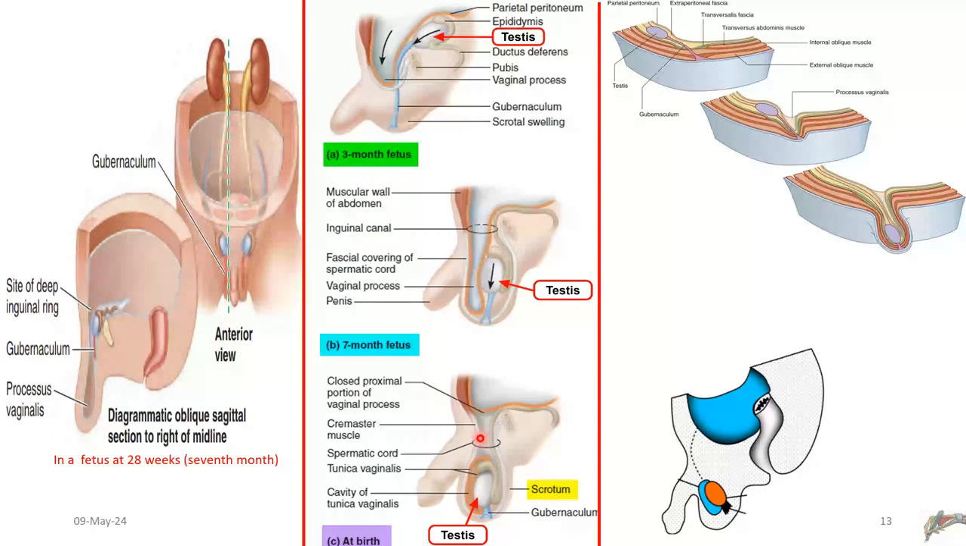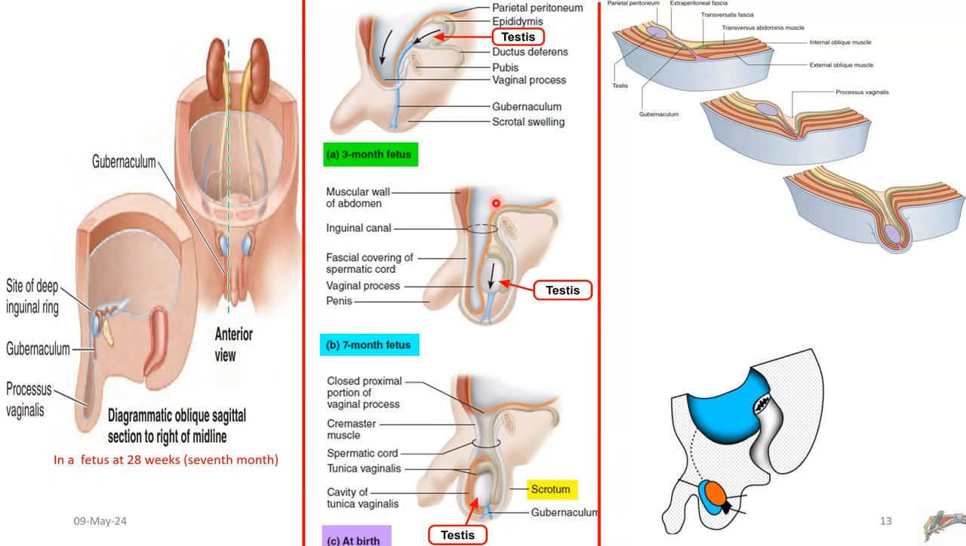Then the proximal portion is going to be lost. The proximal portion of that extension of the parietal peritoneum, an extension that you can call the processus vaginalis. That extension there is also called the processus vaginalis. It's going to extend down, and the lower part will remain to form the tunica vaginalis. The upper part is going to obliterate or disappear.